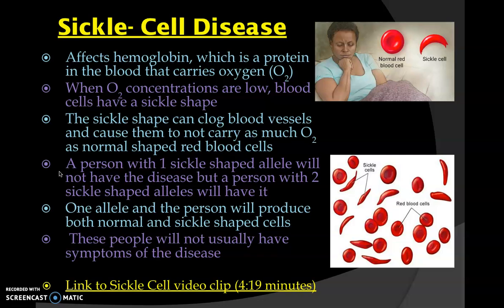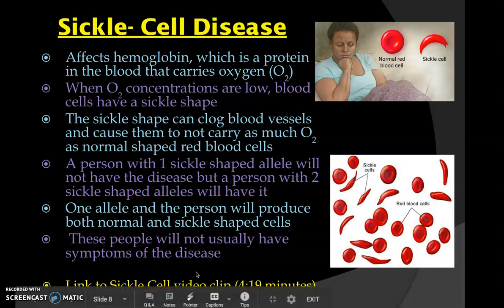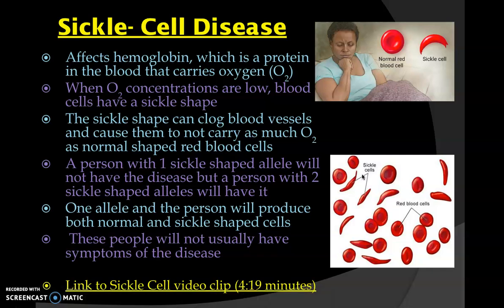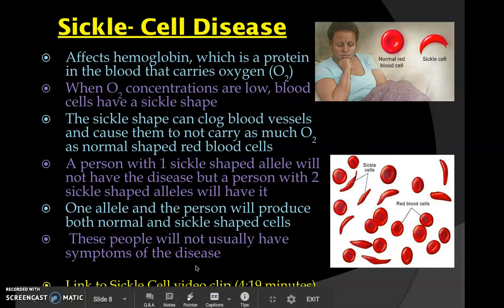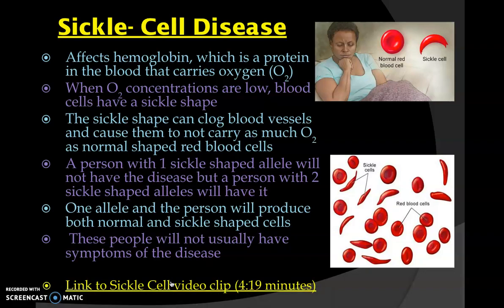A person with one sickle-shaped allele will not have the disease, but a person that has two sickle-shaped alleles will have it. One allele in the person will produce both normal and sickle-shaped cells, but if they have two, then they will actually have sickle cell. These people will not usually have symptoms of the disease if they are a carrier for it. If they have one normal blood cell allele and one sickle-shaped, then they do not have the condition, they're just a carrier for it. And here is a little short video to share a little bit about sickle cell disease.